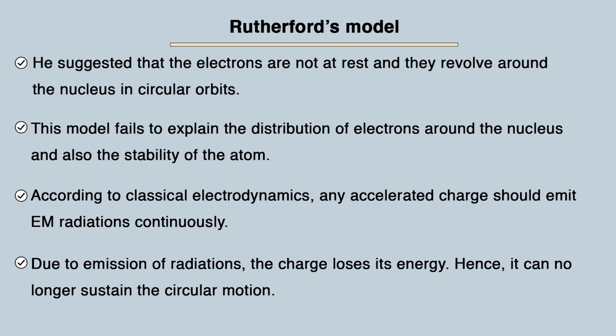should emit electromagnetic radiation continuously. That electron is negatively charged and moving in a circular path, which means it is an accelerated charge, so it will generate electromagnetic radiation, and this electromagnetic radiation is a form of energy. So it will lose that energy, and after a certain time, following a spiral path, it will just fall into the nucleus. So it can no longer sustain that circular motion.